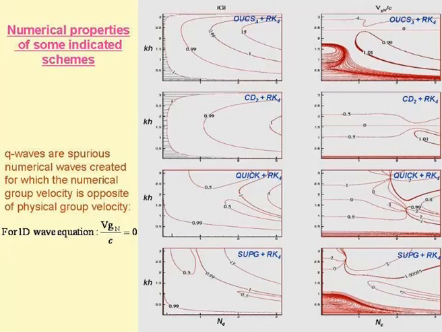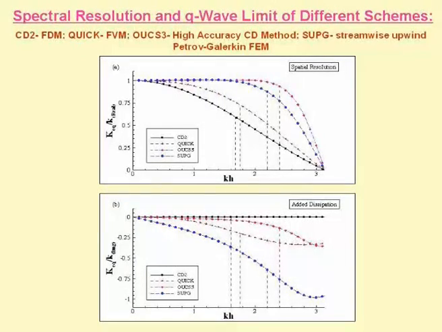And these components of error, or of the solution, we will call them Q waves, and they are again spurious. They do not belong physically, they are attributes of the numerics, and these are the solution components which actually have negative group velocity. They are opposite of the physical group velocity, and for the 1D wave equation 0 is that demarcation line. And we can actually then catalog what happens to this Q wave business.